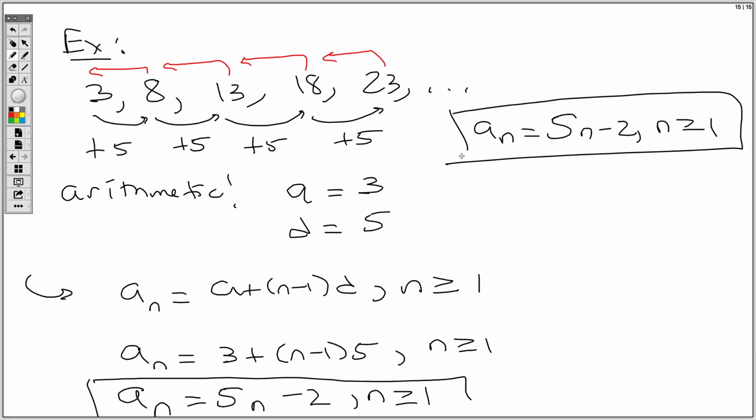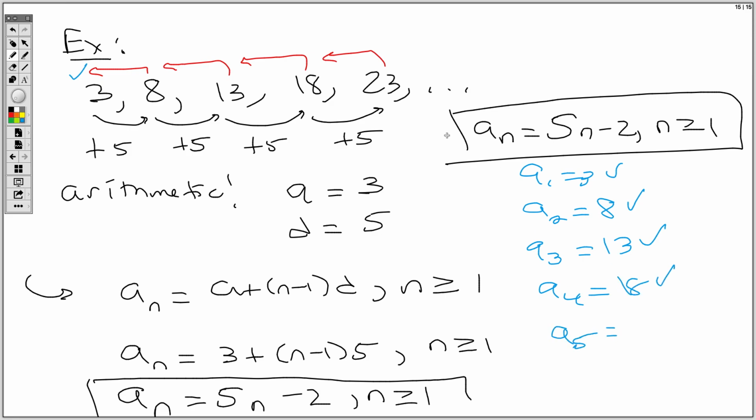Now, what's the best way to check your answer? When in doubt, write it out. So if we start here with n equals 1, I plug in n equals 1, 5 times 1 minus 2. Sure enough, that gives me a 3. If I plug in n equals 2, 10 minus 2 is 8. N equals 3, 15 minus 2 is 13. N equals 4, 20 minus 2 is 18. N equals 5, 25 minus 2 is 23. Boom. That's how you check your answer. Okay?